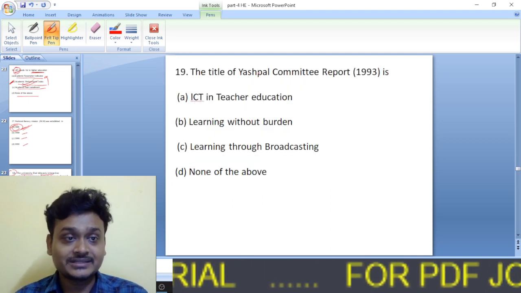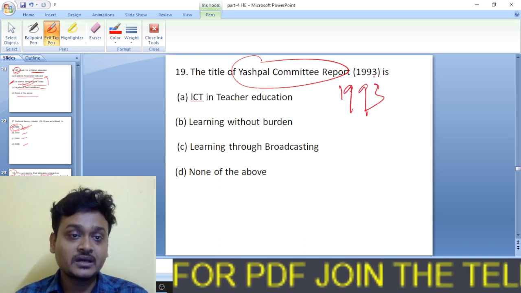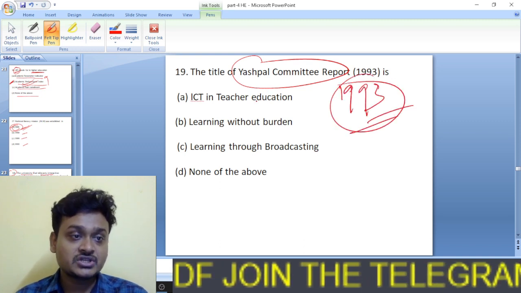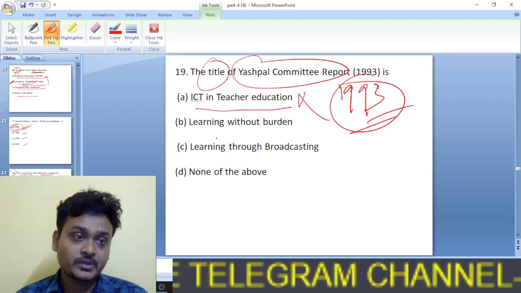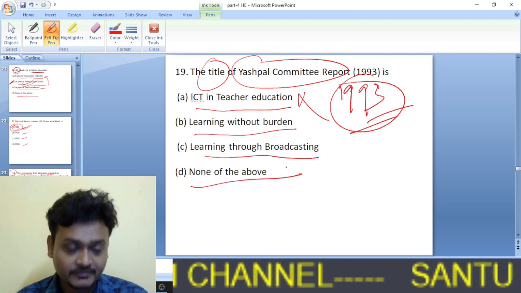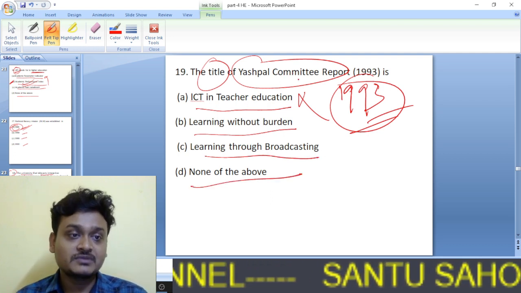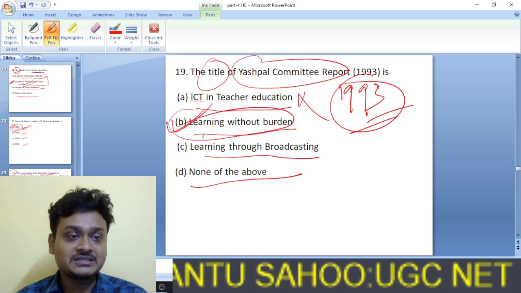Next question, the title of the Jaiswal Committee report that came in 1993. What is the title of the Jaiswal Committee report? ICT in teacher education, Learning Without Burden, Learning Through Broadcasting, none of the above. So here the title of the Jaiswal Committee report of 1993 is Learning Without Burden. So here B is the right option.